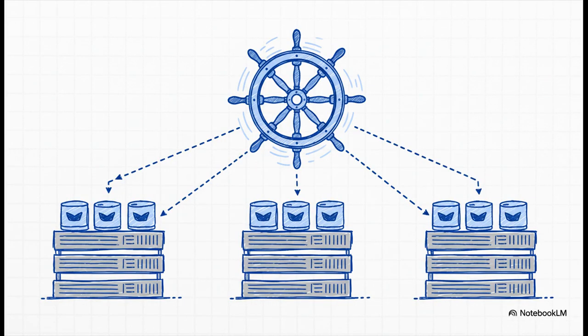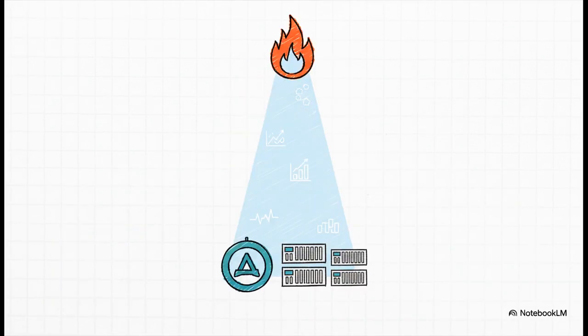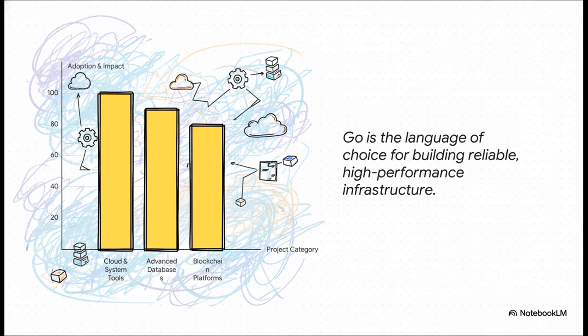Now, what about the tool for managing all those Docker containers at a massive scale? That would be Kubernetes, also a Go project. Managing these huge clusters of servers demands exactly the kind of powerful concurrency that Go is built for. And how do you monitor all of that complex infrastructure? With Prometheus, the industry-standard monitoring tool, which is also, you guessed it, built with Go. You're seeing the pattern here, right? It's just undeniable. From the foundational tools of the cloud to advanced databases like CockroachDB and even major blockchain platforms like Ethereum, Go is the language of choice for building reliable, high-performance infrastructure.